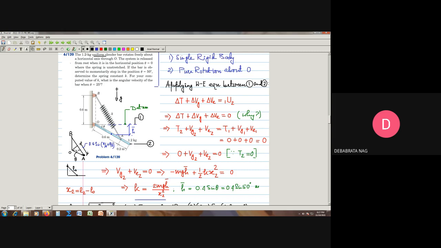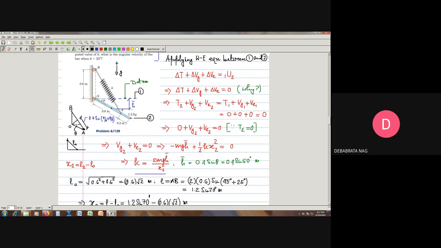So this is going to be our L0. It is quite simple to note that our L0 is root 2.6 meter, and the length AB from the geometry we can see that it is going to be 0.6 sine of (45 degree plus theta by 2), which is going to be sine 70 degree, and the length becomes 1.2 sine 70 degree meter. From the simple geometry, because it is an isosceles triangle, OA equals OB, we can definitely calculate the length of the base when this angle theta becomes equal to 50 degree.